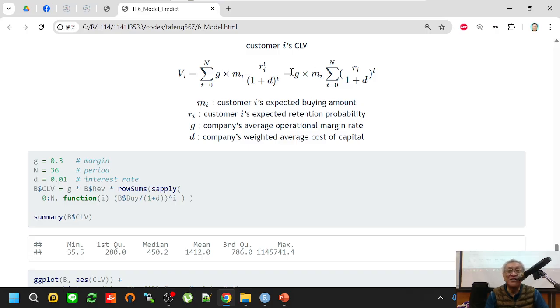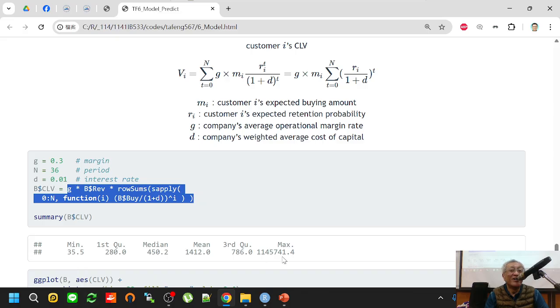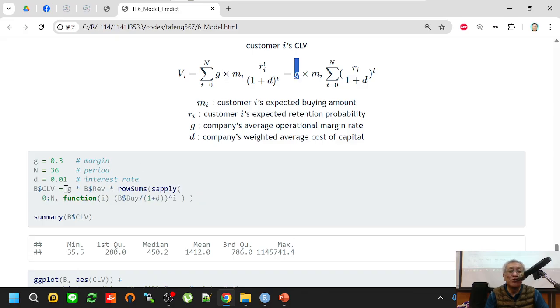And then basically this mathematical formulation can be transferred into R in this way, right? G is the gross margin, and this MI is basically just the revenue. For each customer, its expected buying amount for a month is here, and here is a summation, right? Because you want to predict the current period plus the next 36 periods.